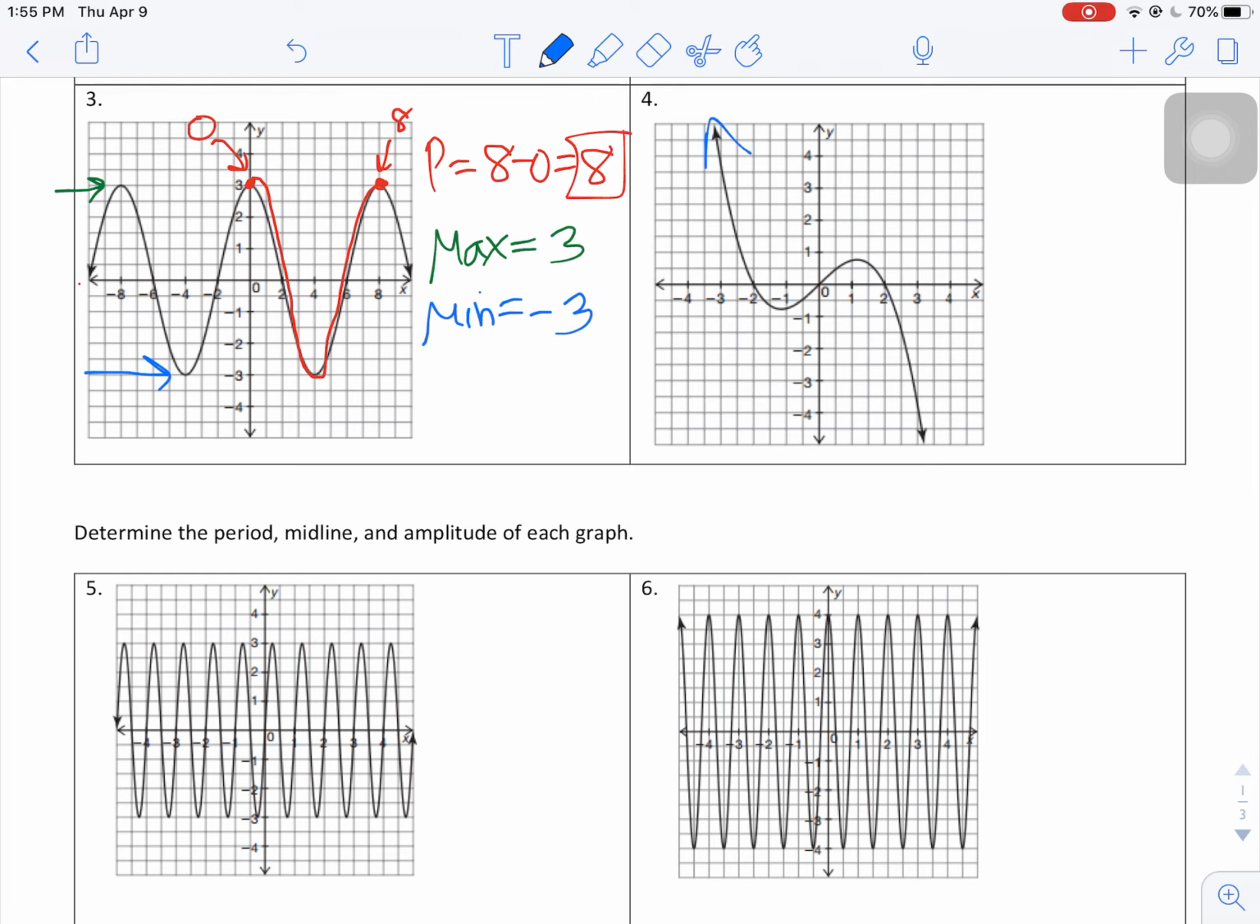On number 4, that graph goes up forever on the left side, and then it goes down forever on the right side. So it does not keep repeating itself over and over. So it's not a periodic function. So we're not even going to bother talking about anything else because it's not a periodic function, so it doesn't have a period.